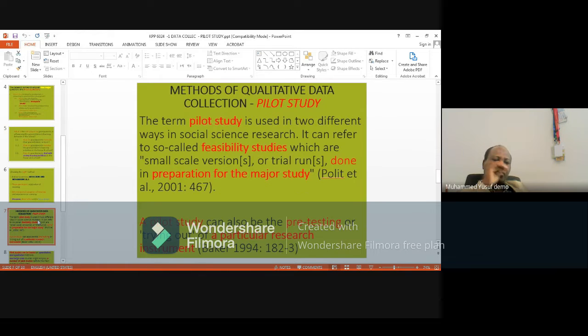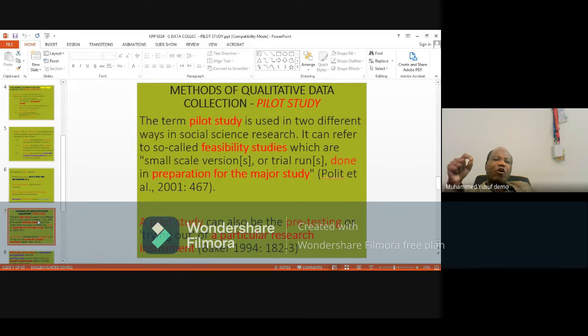Because in the pilot study, that is pilot study, we need to check it very well. In checking the instrument that we want to use, it is to test whether the instrument could get what we intend to get. You get the point?